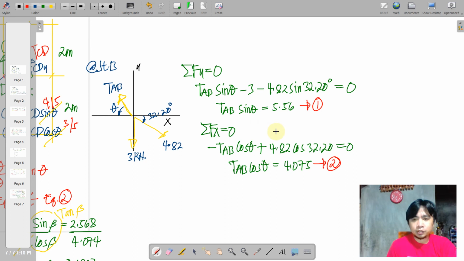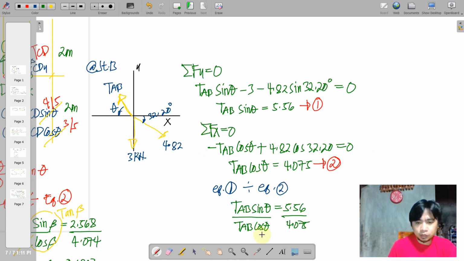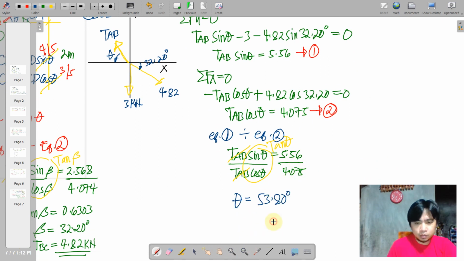Okay, so working with these two equations, of course, again, we are going to have the identity sine over cosine is equal to tangent theta. So obviously, equation 1 shall be divided by the second equation. Okay, so we do it. TAB is cancelled, and this shall become tangent theta. So solving for theta, we'll come up with an angle of 53.8 degrees.